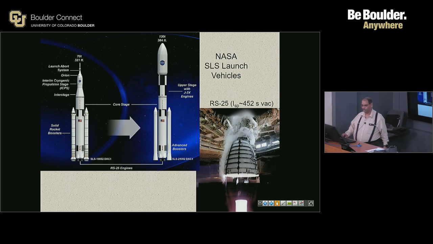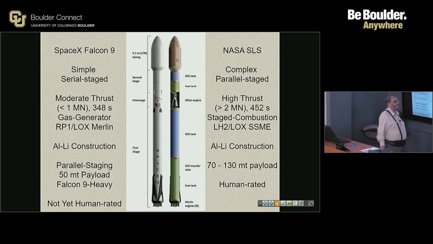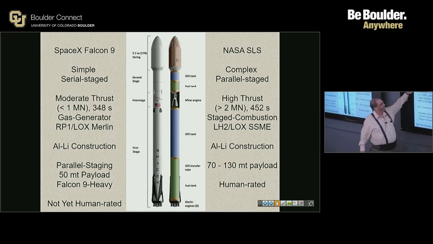Almost gold-plated, so to say. I mean, we build expensive, high-performance things, unlike the Russian philosophy, they build just enough, not the best and the greatest. Okay. Comparing the Falcon 9 with the SLS, simple serial stage.